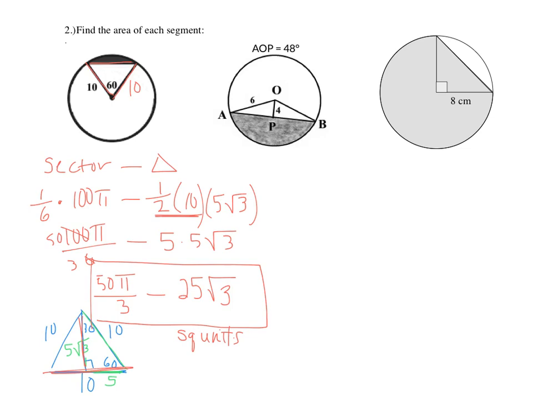All right, our second one. This one is not going to be quite so hard because you can see in the picture we're already given the height of the triangle, so it gives us a lot less work to do. Let's start with the sector. So the arc that we're looking at is this arc right here, the arc measure, and that comes from this central angle, and we know that AOP is 48 degrees, so therefore AOB would be twice that, which is 96 degrees. So we have 96 over 360 times the area of our circle.